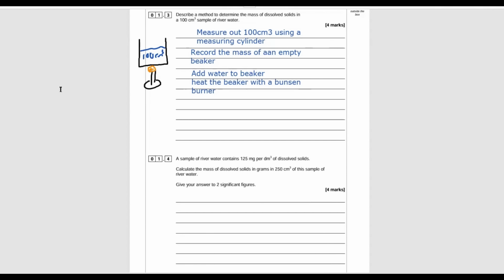What's going to happen to the water? Think about it, folks. What's going to happen if you heat that water? Well, eventually all of the water is going to leave the beaker by evaporation.